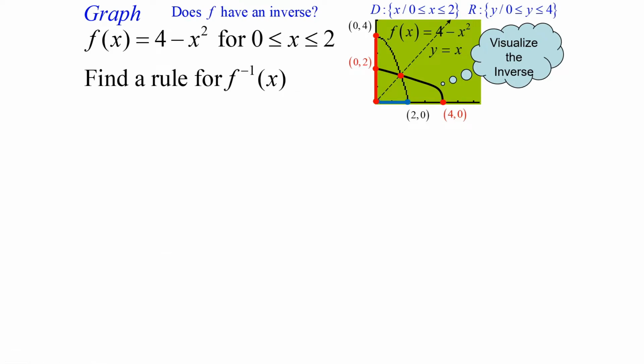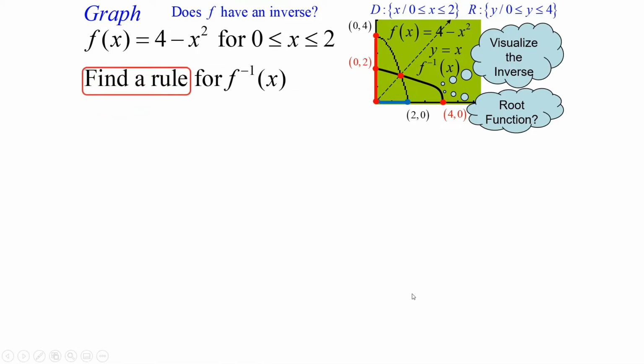And now take a look at the domain and the ranges here of each of these. And notice my f of x equals 4 minus x squared, and this bold curve right here is the inverse of f of x. Looks like a root function, doesn't it? Well, we'll figure that out a little bit later. So let's find a rule. Let's do that right now.